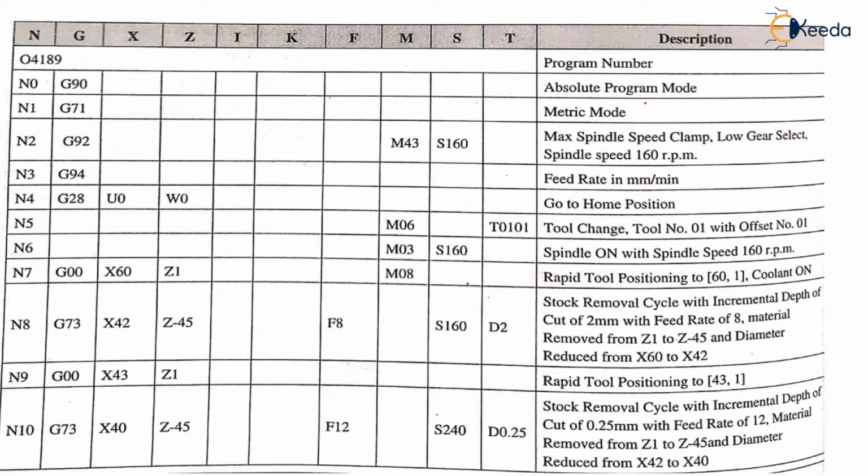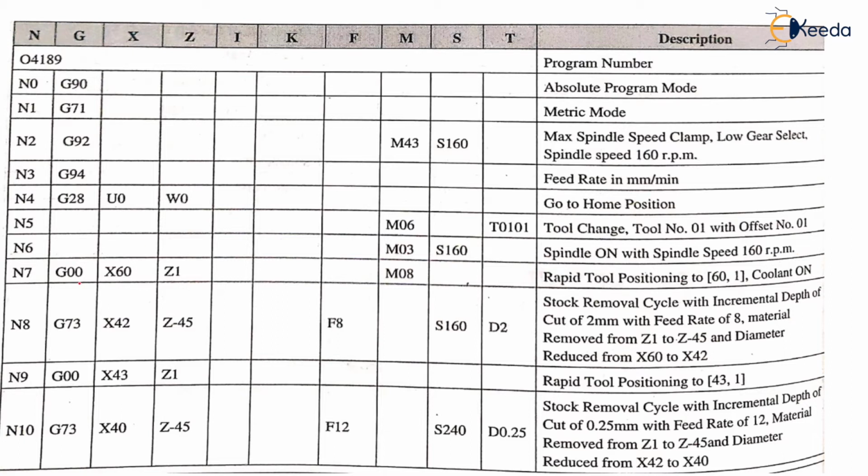G90 is absolute programming, G71 is metric mode, while G92 with M43 S160 is the maximum spindle speed clamp or low gear select, spindle speed 160 RPM. G94 is feed rate in mm per minute. G28 U0 W0 is to go to the home position. M06 P0101 is tool change, tool number 01 with offset number 01. M03 S160 means the spindle is on with spindle speed 160 RPM. Up to this, N0 to N6, is the header lines or the start of the program.